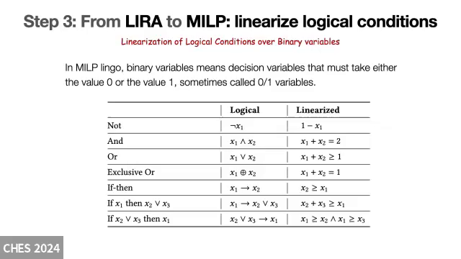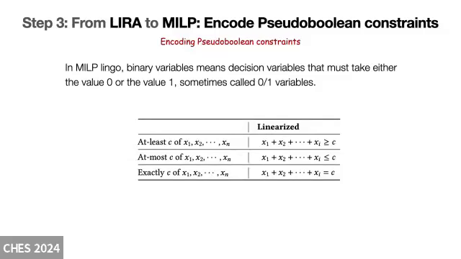The logical conditions on binary variables can also be linearized. For instance, not of a variable x can be encoded as 1 minus x, or x1 or x2 can be encoded as their summation, which should be greater than or equal to 1, and so on. We can also encode pseudo-Boolean constraints over binary decision variables, such as at most, at least, and exactly constraints by summing up the binary variables having a weight at most 1.